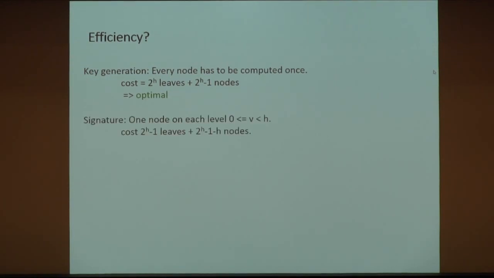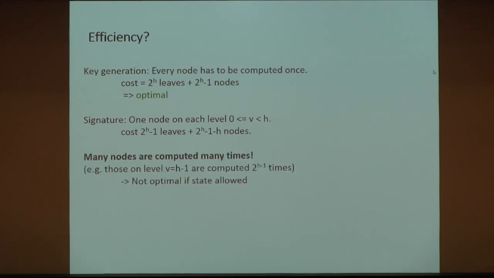For the signatures, if you use this algorithm and compute the authentication path nodes that way, then you have to compute 1 node on each level, which means you have to compute 2 to the h minus 1 leaves and 2 to the h minus 1 minus h nodes. The reason is you actually have to compute the whole tree besides the path from the root to your one-time public key. So this is kind of annoying. It's on the one hand almost as costly as key generation. And you can see that many nodes are computed many times.